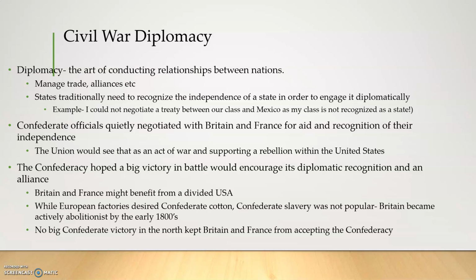Now, Lincoln knew this, and the Emancipation Proclamation, which made the war officially a war against slavery, would be a very powerful piece in that. No big Confederate victories were coming, and Britain and France would end the war not really recognizing the Confederacy's right to exist.